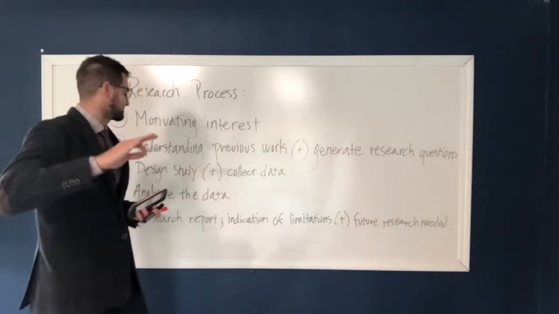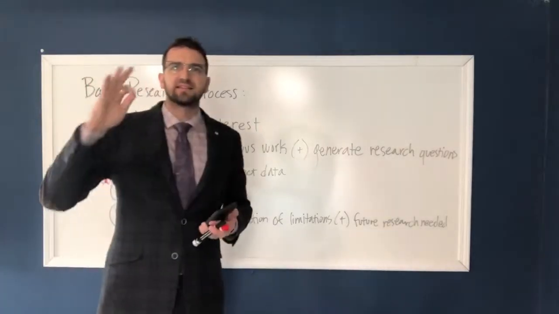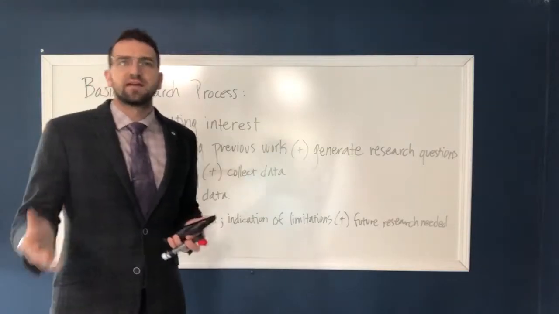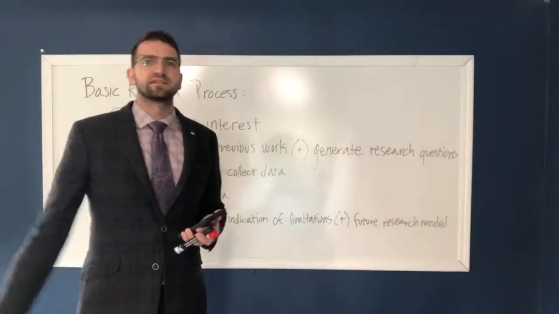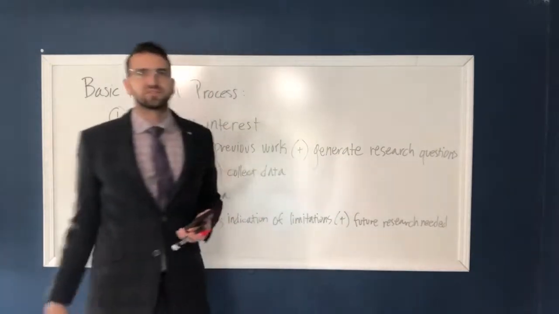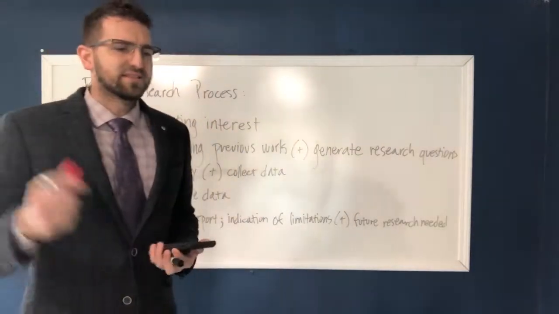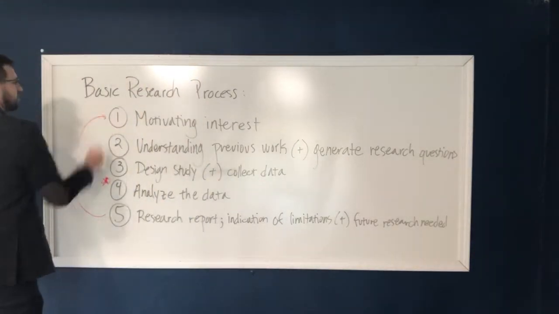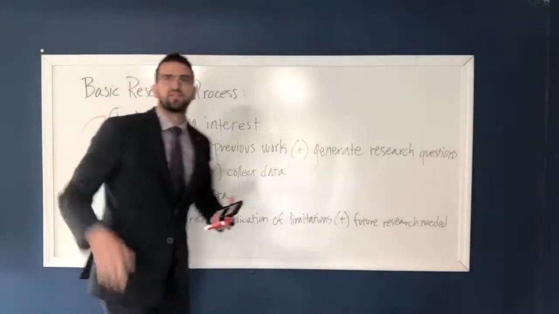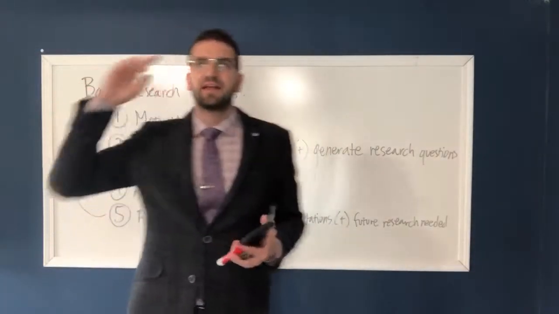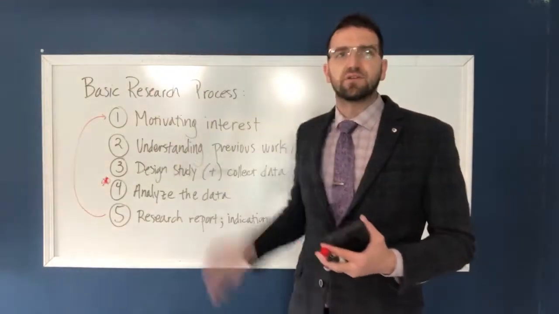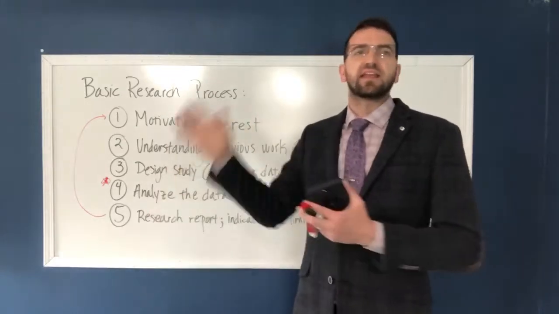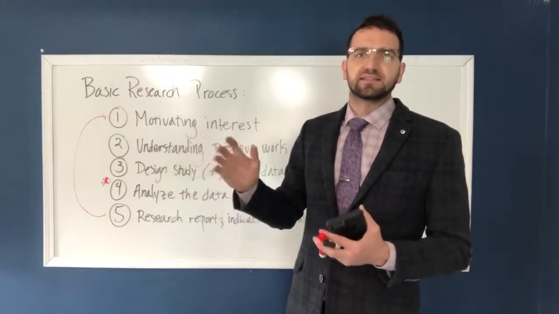The second component, and this is part of the research report, you always indicate the limitations of your study. Basically, what could have been done better, for example, or what was missing, and then also future research needed. And essentially, what this future research needed links you back up to is motivating interest, right? Because now all of a sudden you do your study and you're like, well, we should have done this, or here's another question that came up based on us conducting the study, analyzing the data, and discussing our findings.